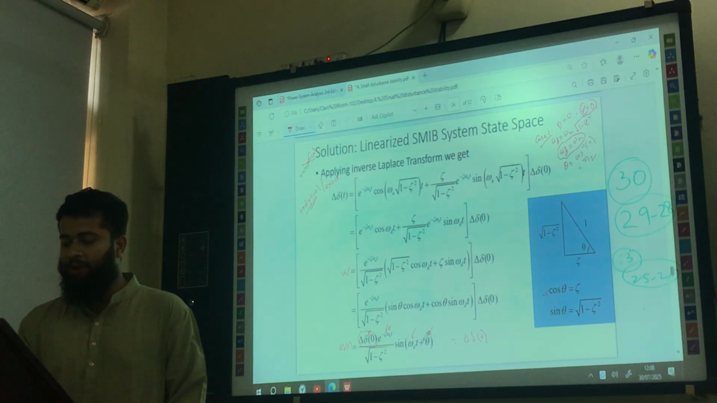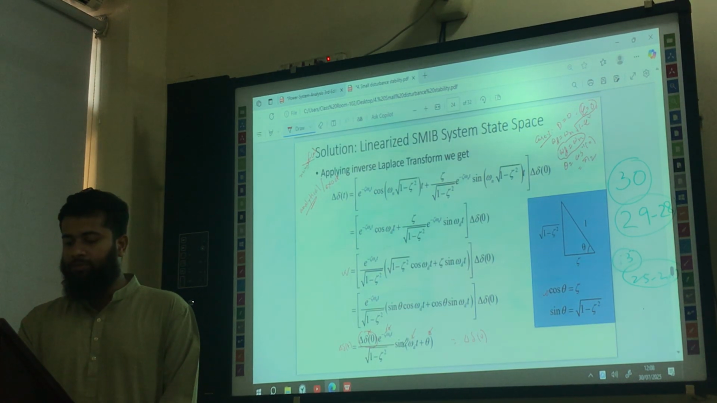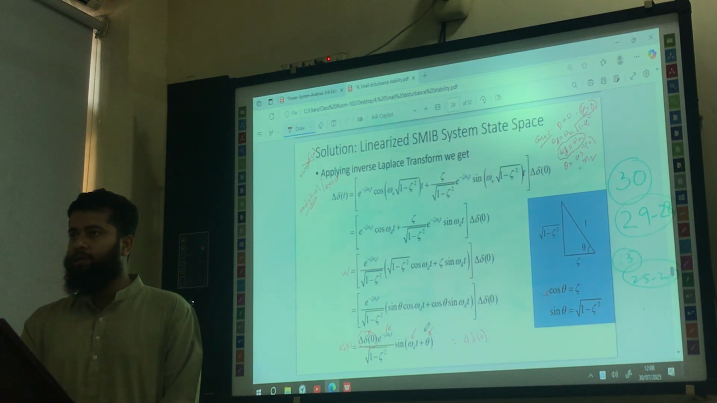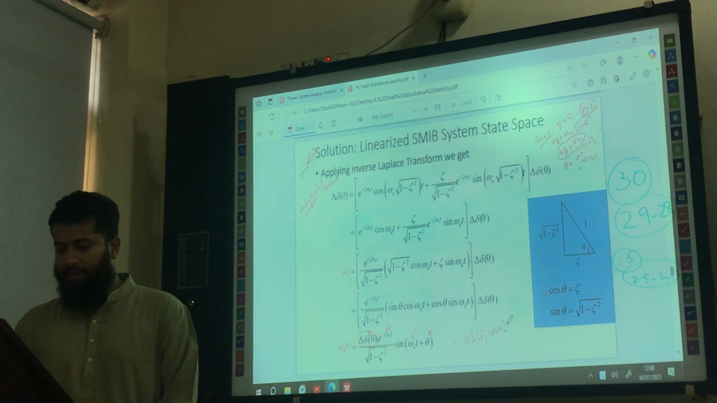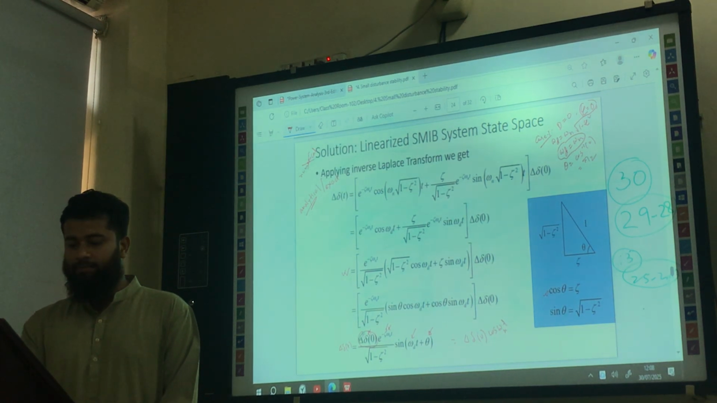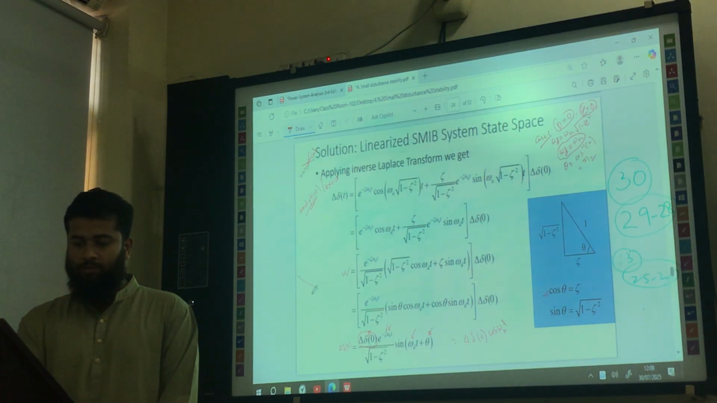Sin omega n t plus theta, where theta is pi by 2. So what will be the result? Sin omega n t plus pi by 2 will be cosine omega n t, right? This will be the formula for delta of t for this case, where our damping D equals 0. Okay. Now, can we plot this thing with respect to time?